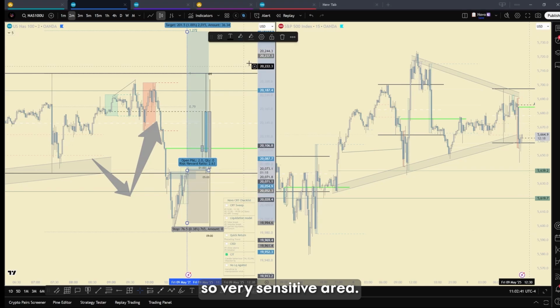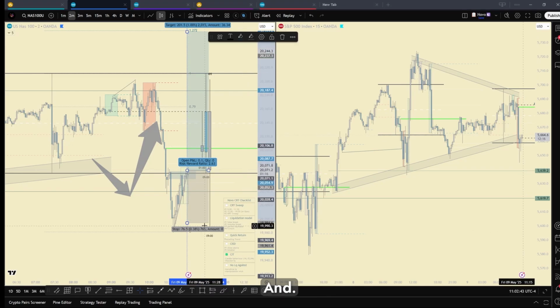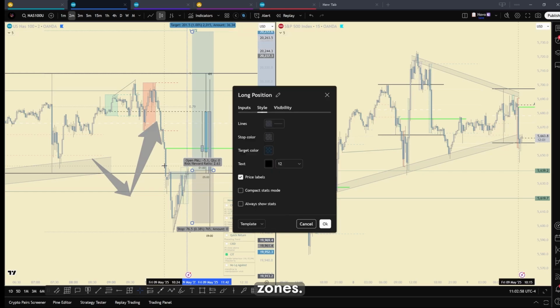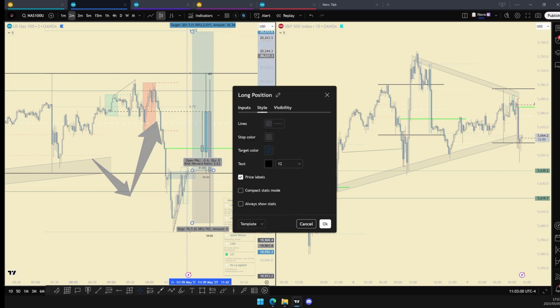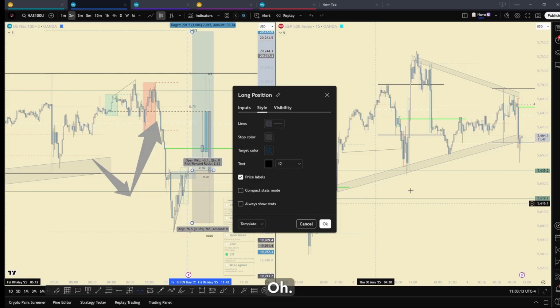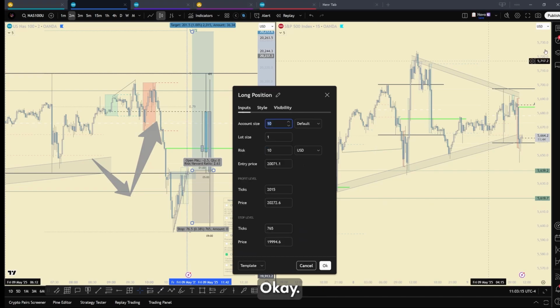Silver sits the variant. Now watch it. And these are the perspective zones. Oh, no, that's the wrong inputs.